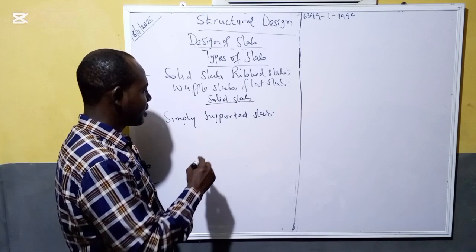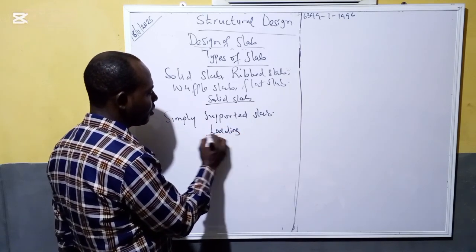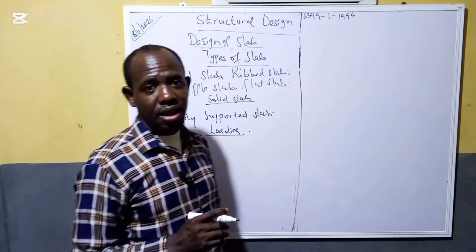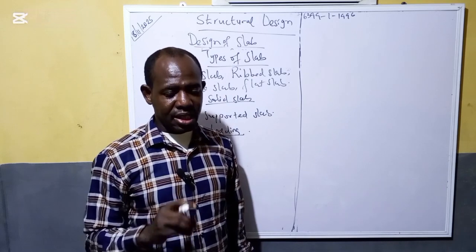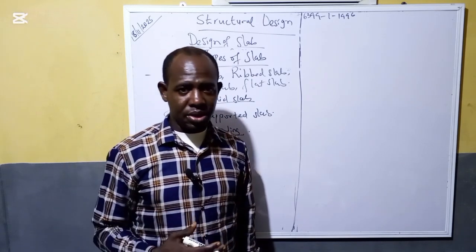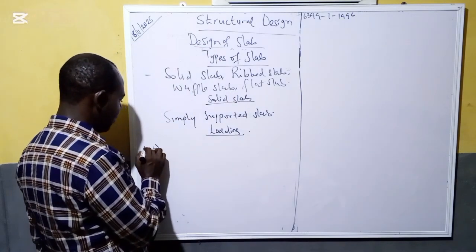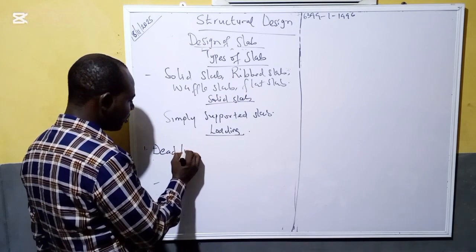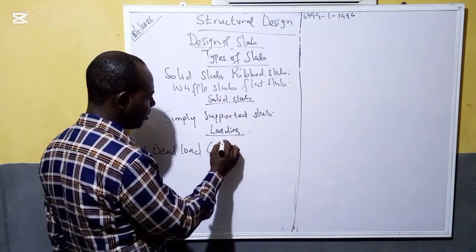Something you have to take note of when dealing with a slab is the loading. What kind of load is the slab supporting? It's very important. There are two types of load I want to talk about. The first one is dead load, which is represented by Gk.